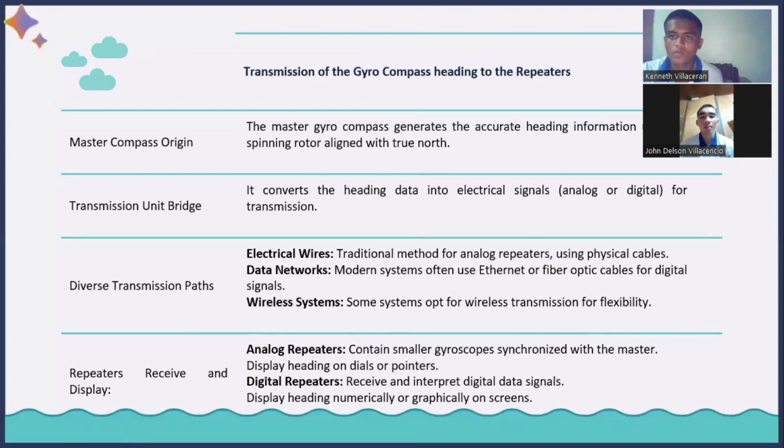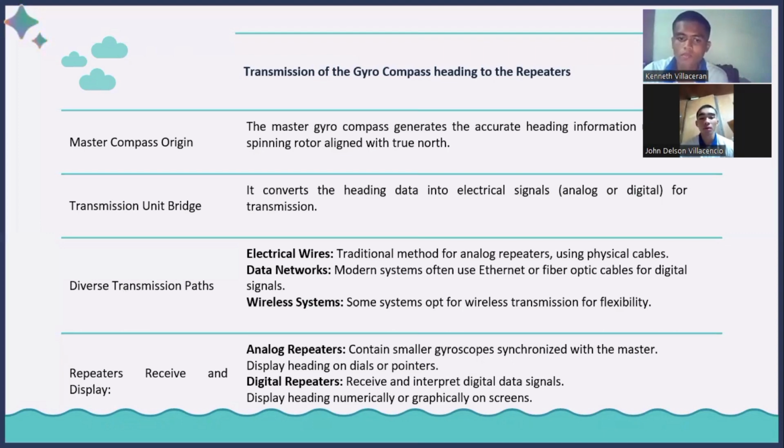Transmission of the gyro compass heading to the repeaters. A gyro compass is a type of compass that uses a gyroscope to sense true north. The transmission system is used to send the gyro compass heading to repeaters. Repeaters are displays that show the heading of the compass in different locations on the ship. This allows the crew to see the heading from anywhere on the ship without having to go to the compass itself.